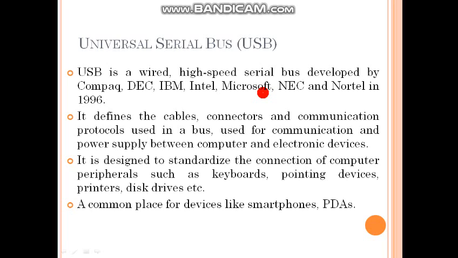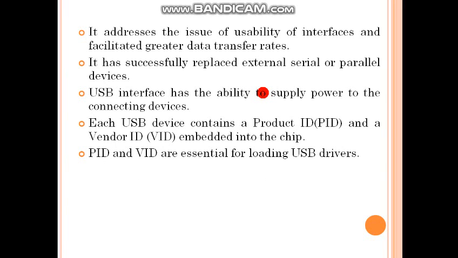It is designed to standardize the connections of computer peripherals, such as keyboards, printing devices, printers, disk drives, etc. It is common in devices like smartphones and PDAs. It addresses the issue of usability of the interface and facilitates a greater data transfer rate. It has successfully replaced external serial or parallel devices. The USB interface has the ability to supply power to the connecting device.